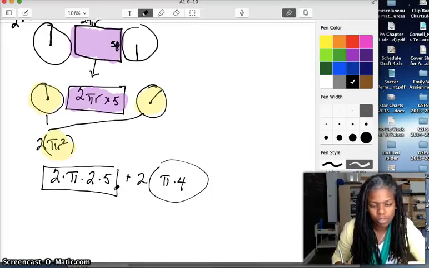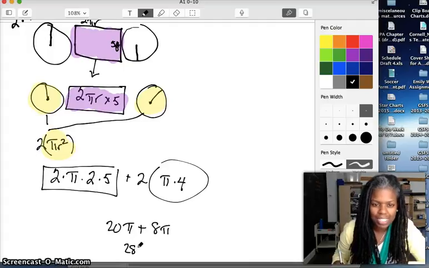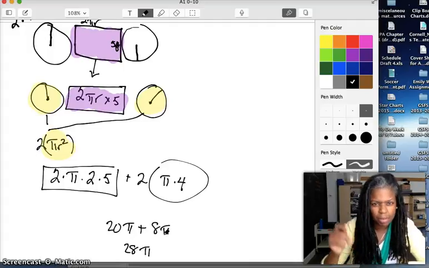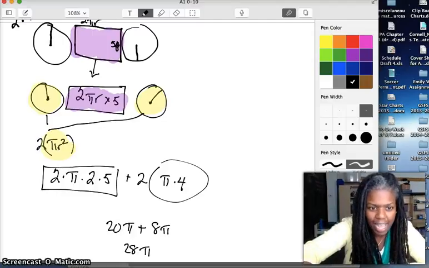So 2 times 2 times 5 is going to give me 20 pi, right, because that's pi there, plus 2 times 4 times pi, which gives me 8 pi. So my answer is 28 pi, which probably comes to something like about 25 point something. I'm going to check my calculator really quick, and get that answer.